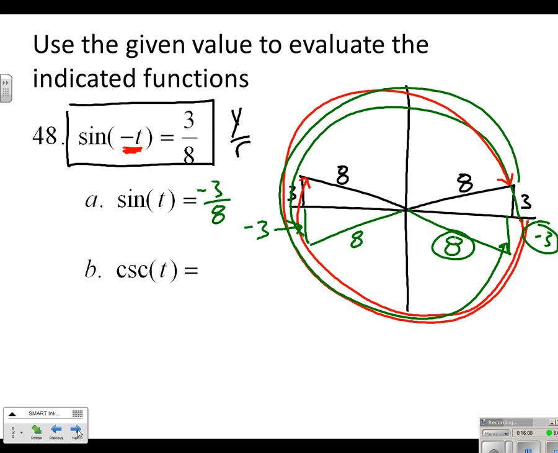So sine of t, I'm convinced, must be negative 3/8 regardless of where t is. It's either in the third or the fourth quadrant. How about cosecant of t? I don't need any of this. I know that sine of t and cosecant of t are reciprocals, so negative 8/3. So there you have it.